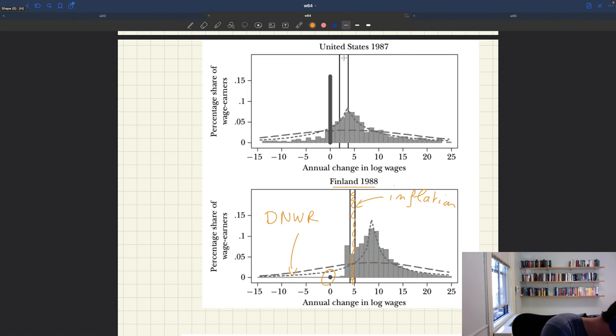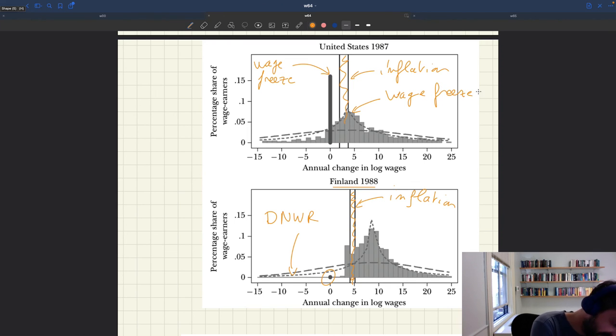Then I showed you the US. So again, here you have inflation in the US. You can see that there's some amount of wage cuts, but you have a huge mass at zero, bigger than in the aggregate data. So you have a big amount of wage freeze in nominal terms. And you do see also, here there's also wage freeze, but in real terms, because a lot of the changes are around inflation. This is in real terms and this is in nominal terms.